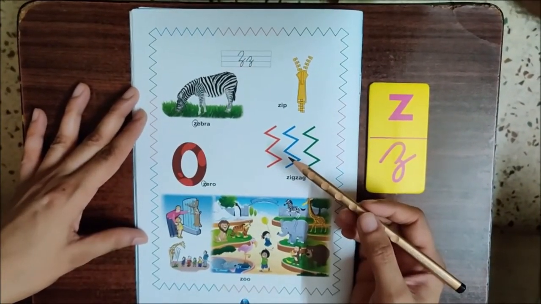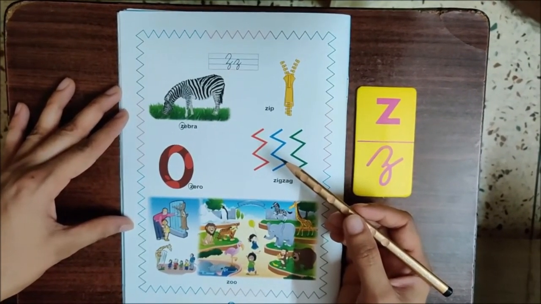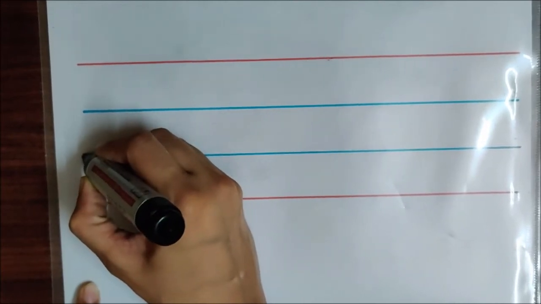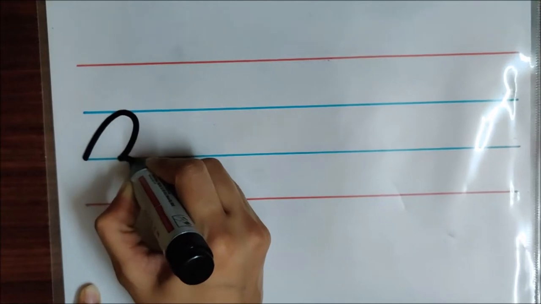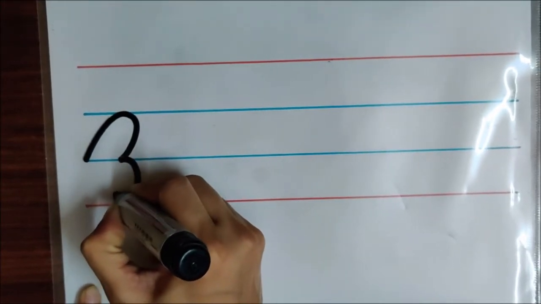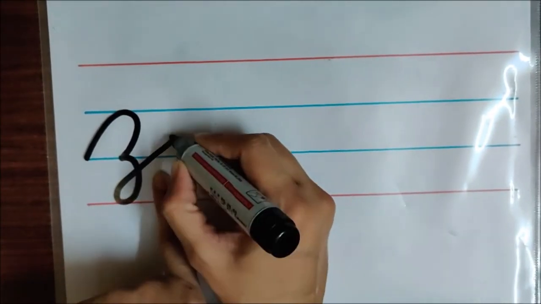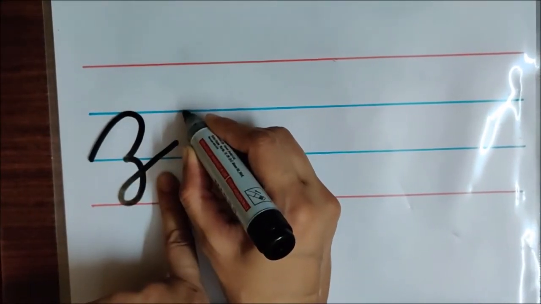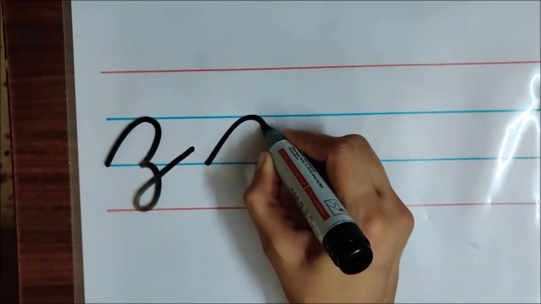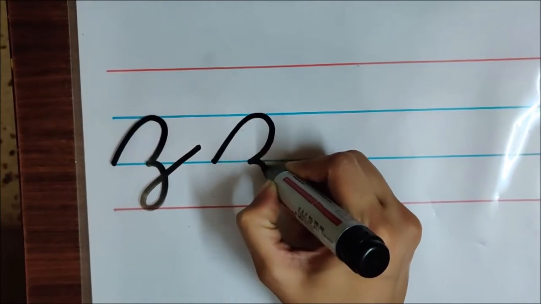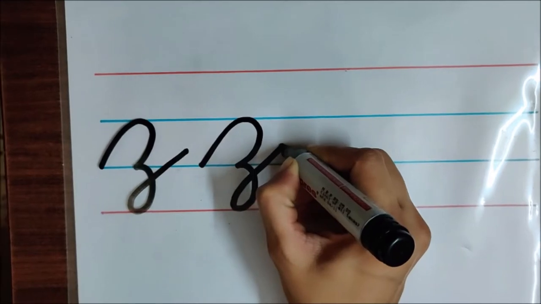Now children, it is time to see the formation of Z in lowercase cursive. You will start from the lower blue line, go up, turn, go down, touch the red line and turn before the blue line. But do not touch the tail to the upper blue line. Let us see it one more time. Go up, turn, go down, touch the red line. Now turn before the blue line.